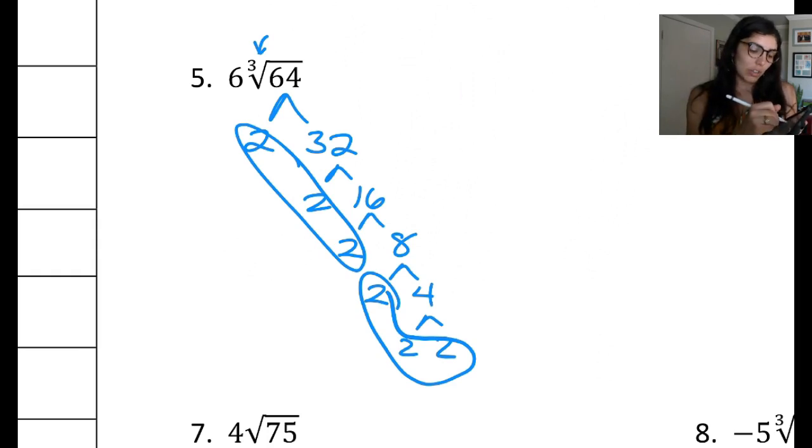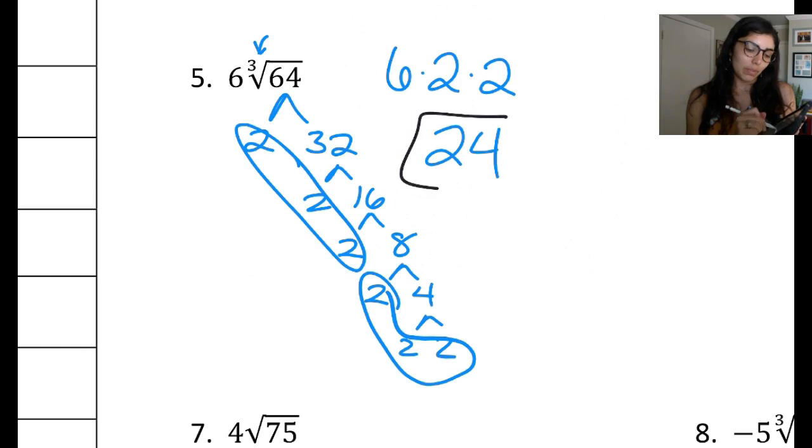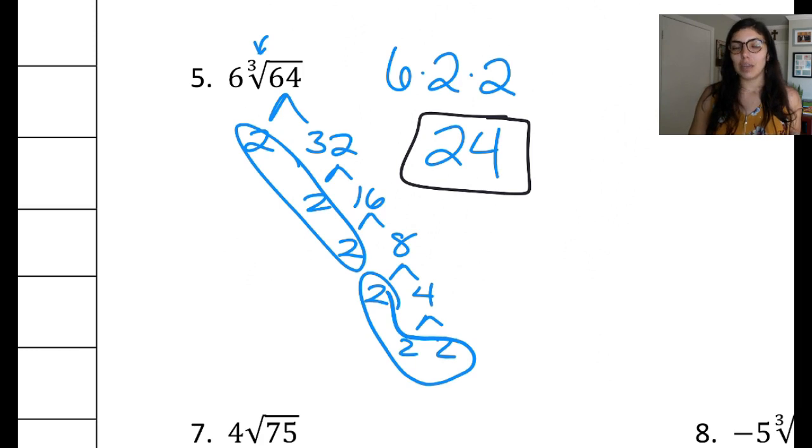So when I'm starting to answer this, it would be 6 times the first group of 2's times the second group of 2's with nothing left underneath the radical. The radical disappears. But that 6 that I ignored earlier, I put at the beginning of my answer. 6 times 2 is 12. 12 times 2 is 24. So 24 is actually the simplified version of 6 times the cube root of 64, because there were 2 trios of 2's underneath that radical sign. Sometimes it happens that the radical will disappear.